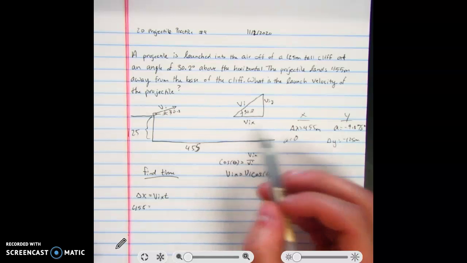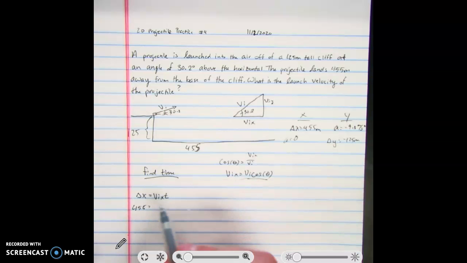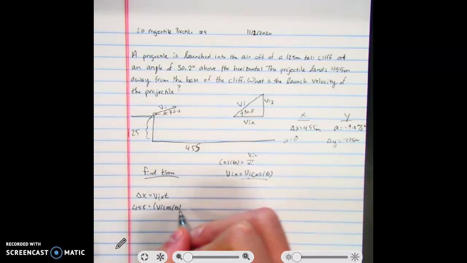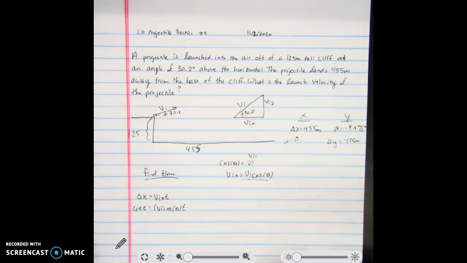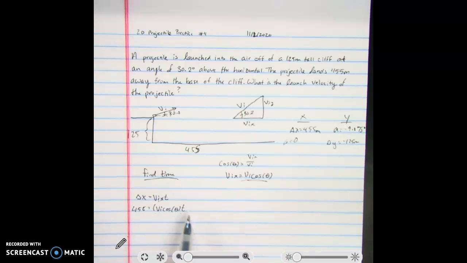Okay? Well, why don't I just take this and plug it in here? So I can say v initial cosine theta times t. Which, yeah, that should work out. Now, once again, I just replaced it. We're good to go. Now, we do run into an issue. I have two unknowns. I don't know v initial. I don't know time, so I do have to pause there.